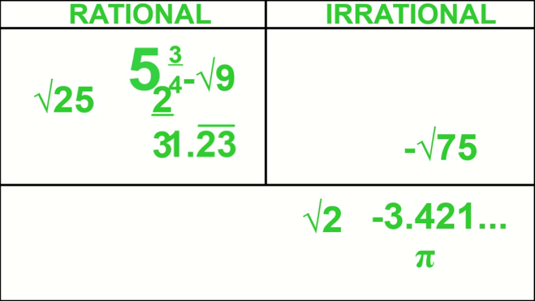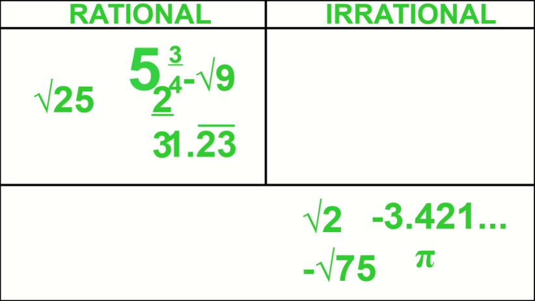Square roots, we don't know the answer to. We don't know the square root of 2. It's not a whole number. Square root of 75, not a whole number. That makes them irrational. So those four there are irrational numbers.